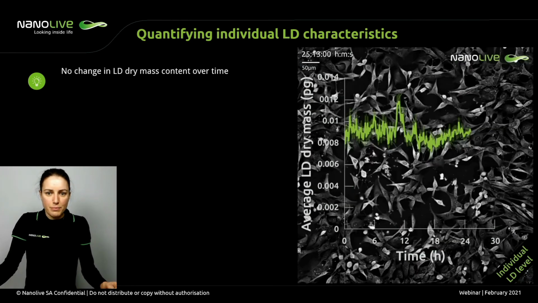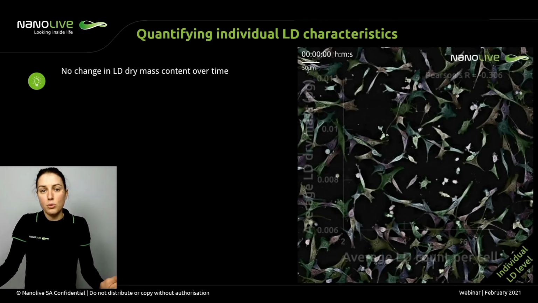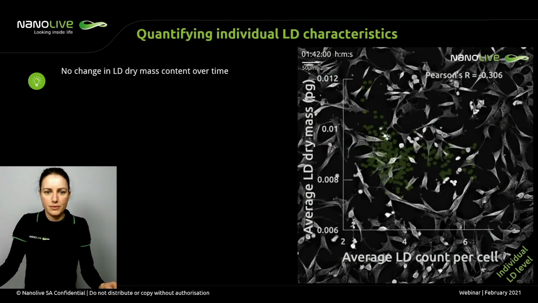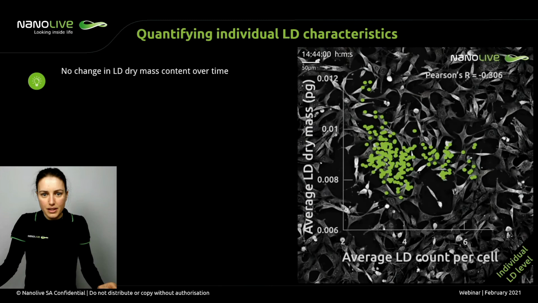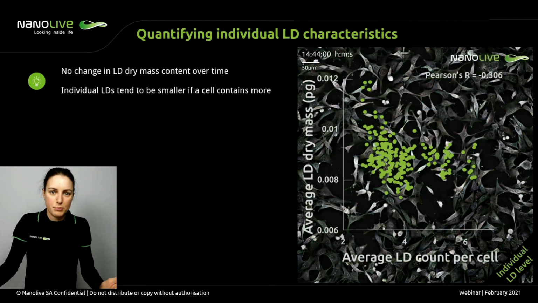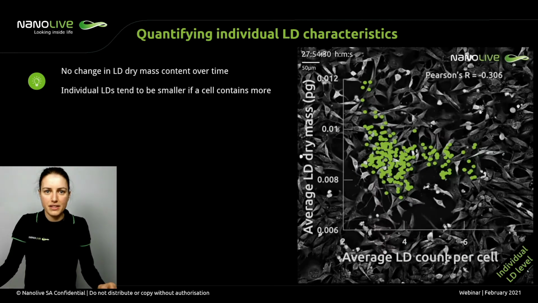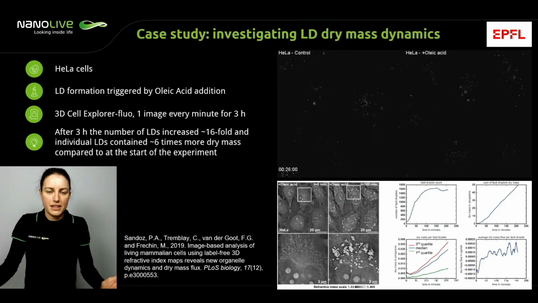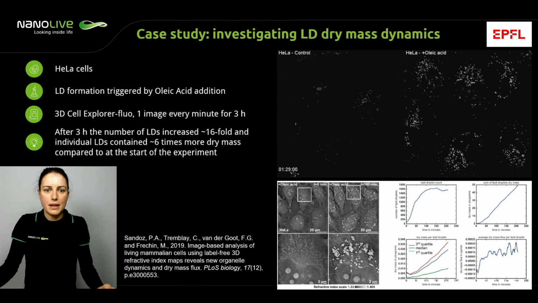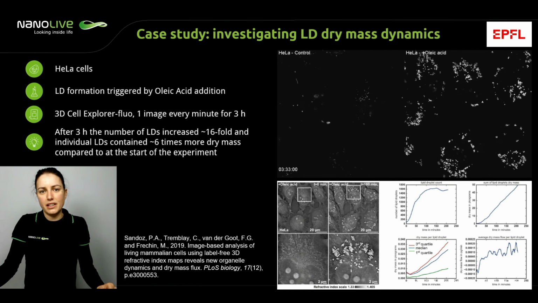If we look at a correlation between what an average lipid droplet looks like and how much it weighs, so its dry mass content, we can see that there is a weak negative correlation between the two. This suggests that individual lipid droplets tend to be smaller if a cell contains more of them. So it favours that first hypothesis that I put forward on the last slide. The suggestions that I've made here today are simply that. They're just examples to show you the type of analyses that is now possible using Nanolive imaging.